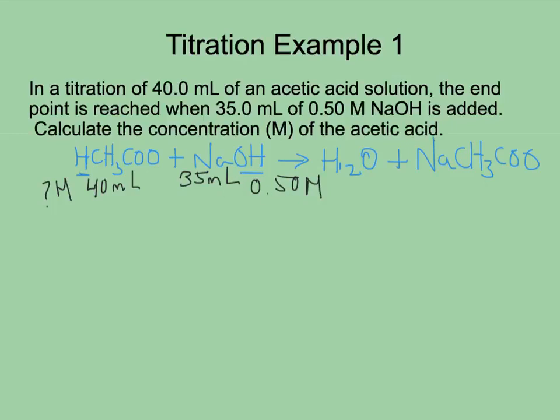Second step is to calculate the moles of the substance you're interested in. We're asked about the molarity of the acetic acid, so we want to calculate the moles of acetic acid. And then finally, you answer the question, in this case, to find the molarity of the acetic acid. So let's go step by step. First step is we want to figure out the moles of NaOH. Since we have the volume, we have the molarity. We know that molarity is moles per liter.